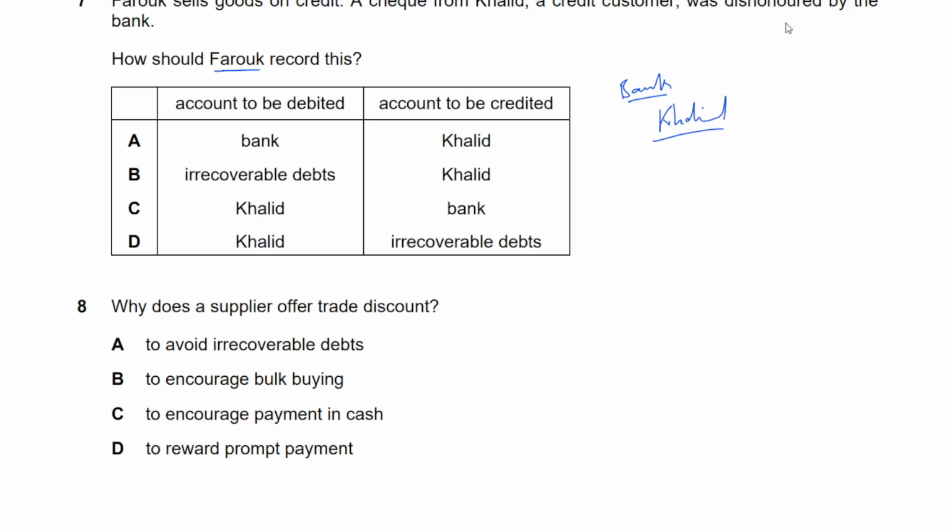But later it was dishonored. This transaction was kind of cancelled, right? So you flip it. You debit Khalid again, because you're going to reverse the effect, and you will credit the bank. And actually, yeah, that's it. That's the only option.